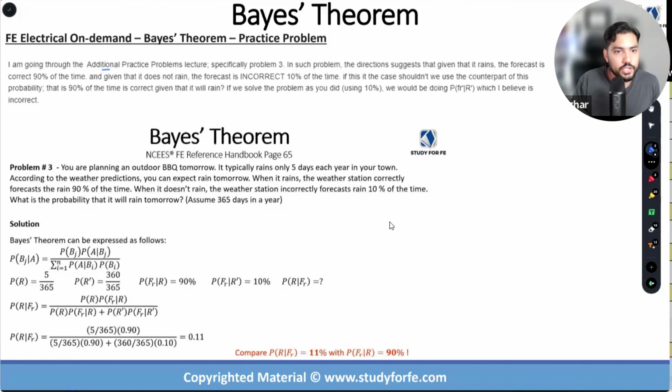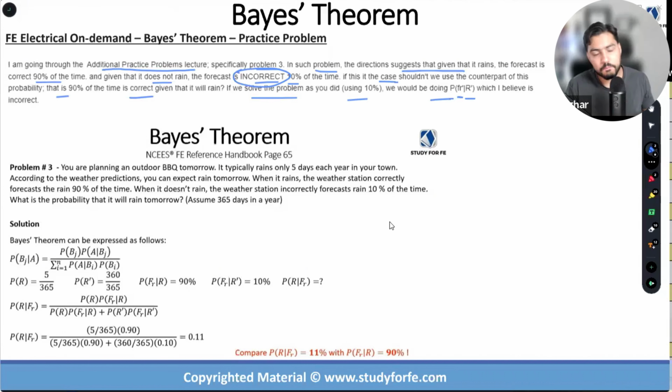So the student is going through additional practice problem lectures, specifically problem number 3. In such problem, the direction suggests that given that it rains, the forecast is correct 90% of the time. And given that it does not rain, the forecast is incorrect. So capital R is incorrect. So we probably need to focus on incorrect over here, 10% of the time. If this is the case, shouldn't we use the counterpart of this probability, that is 90% of the time is correct given it will rain? If we solve this problem as you did using 10%, we would get probability of F_R complement and R complement, which I believe is incorrect.